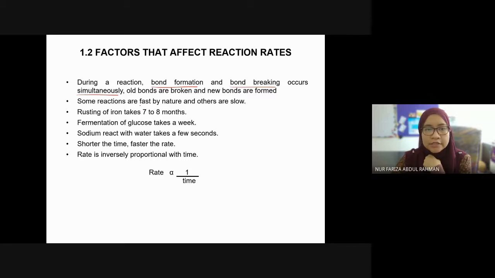Some reactions are fast by nature and others are slow. Some reactions are by nature fast, some reactions are by nature slow. For example, the formation of petroleum. Those are reactions to produce petroleum, which really takes a very long time.